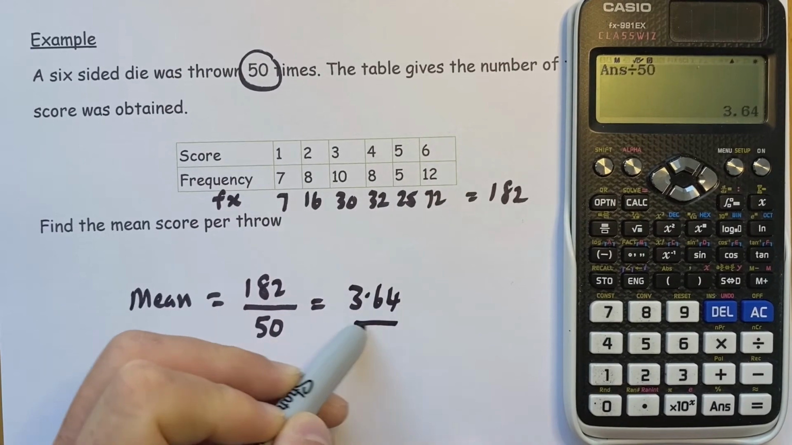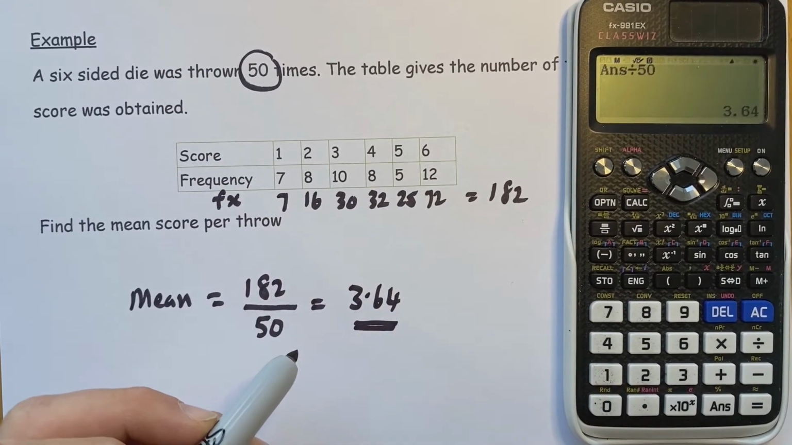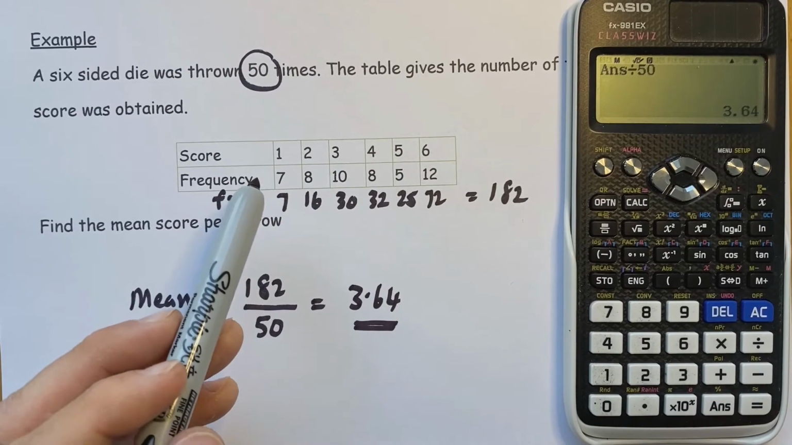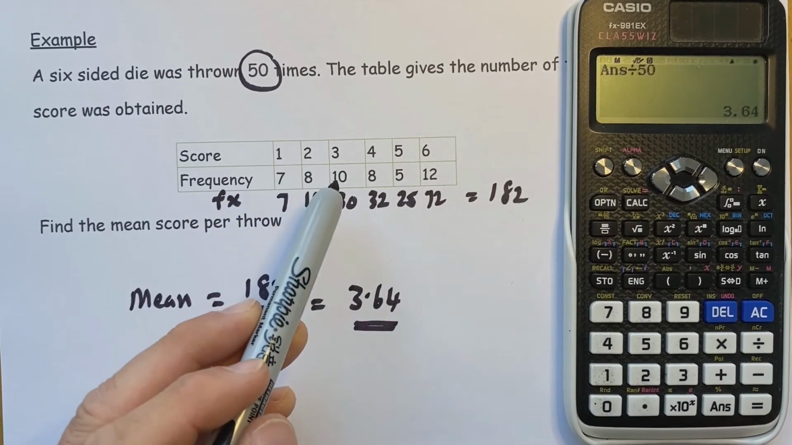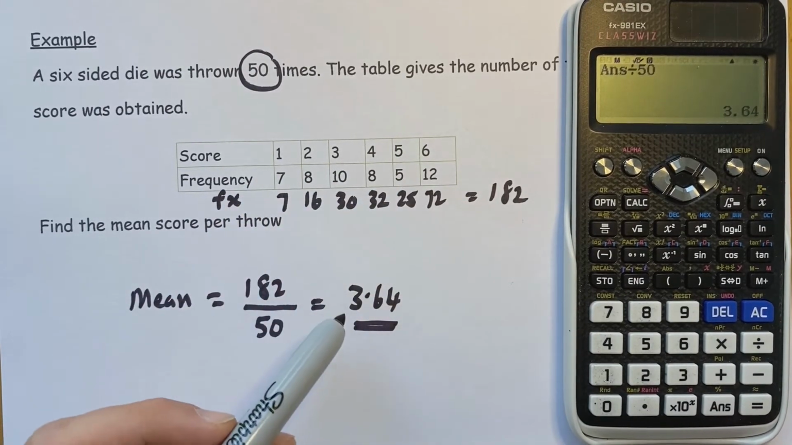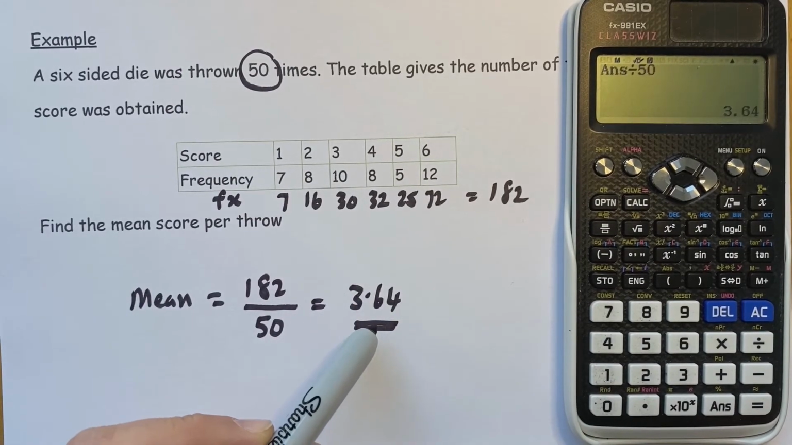3.64. And as I said on a previous example, whilst scores on a die, you can only get a 1 or a 2 or a 3 or a 4 or a 5 or a 6. Don't be rushed into thinking you can round that off to 3 or 4. You write the decimal down.